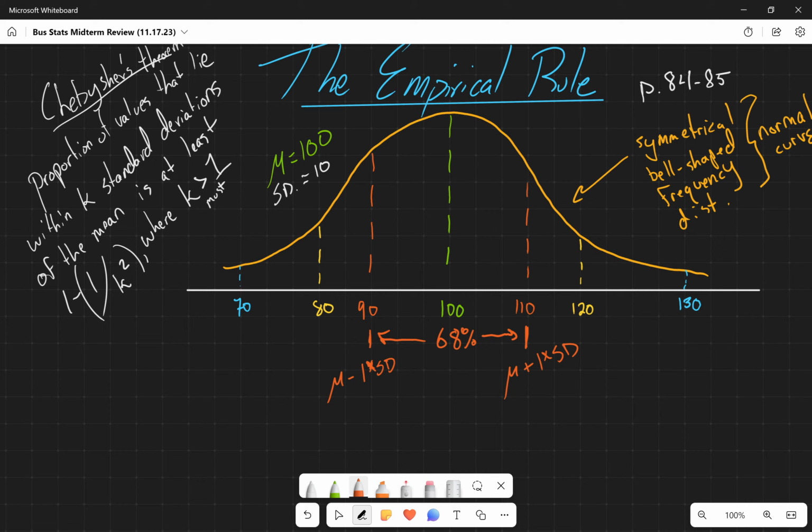So this is going to be 100 minus 1 times 10, which is how we get 90. And this is going to be 100 plus 1 times 10, which is how we get 110. No surprises there.